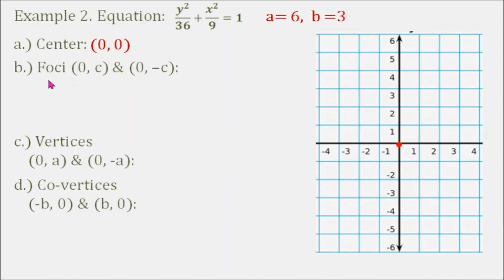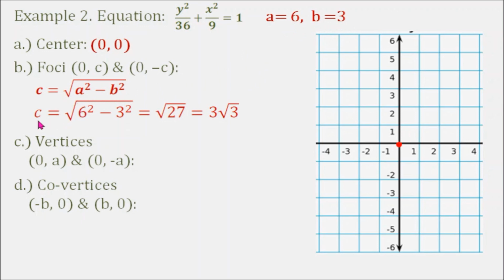Now for our foci, let's solve for c first. Our formula is c equals square root of a squared minus b squared. Our a is 6, our b is 3. So that means c equals square root of 6 squared minus 3 squared equals square root of 27, which is equal to 3 square root of 3. So the coordinates of our foci are 0, c and 0, negative c. So that means 0, 3 square root of 3 and 0, negative 3 square root of 3. And they are somewhere here.